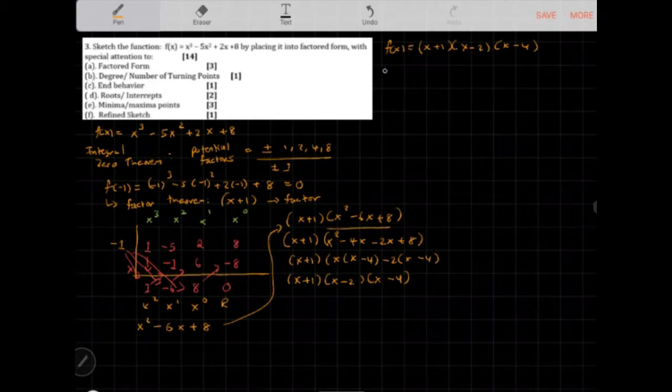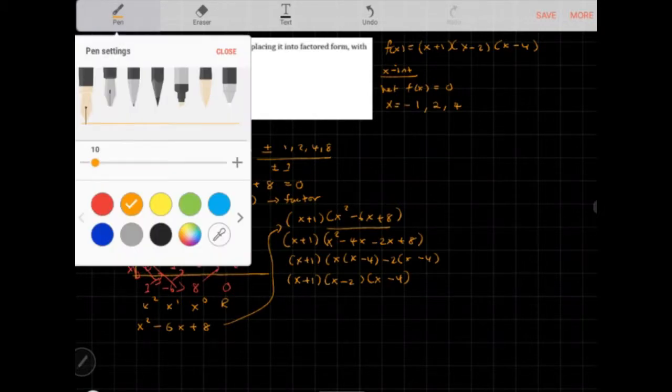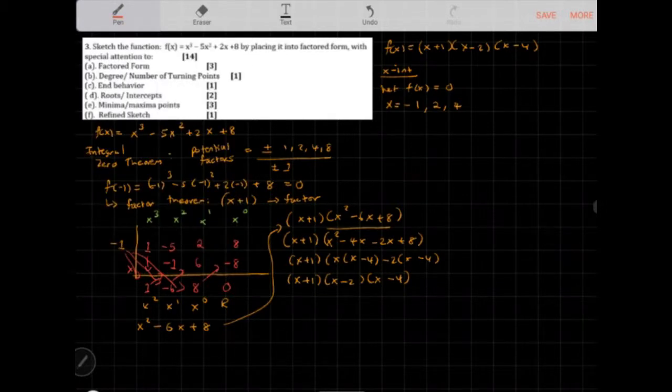If you wanted to find your roots or x-intercepts, you can let f of x equal 0, and in this case your x-intercepts are going to be negative 1, 2, and 4. Now we also want to look at the behavior of those intercepts, specifically the multiplicity or the order. Here's my particular root, here's the order, here's the behavior, and you can notice that all of these have an order of 1.